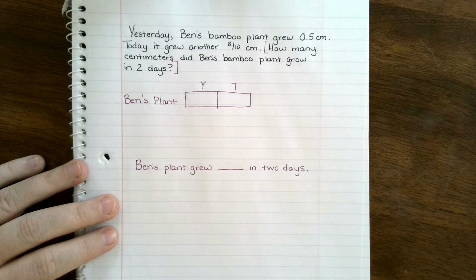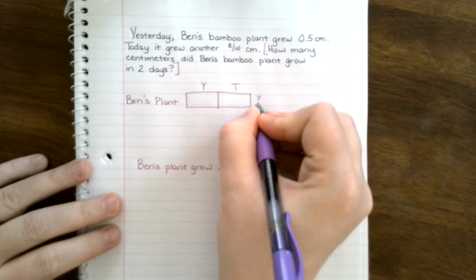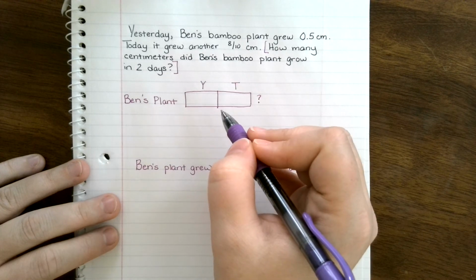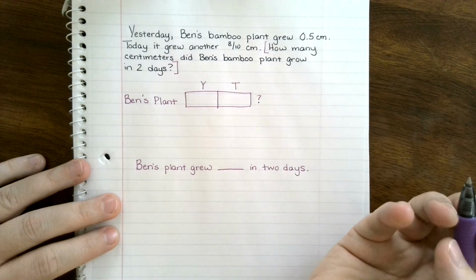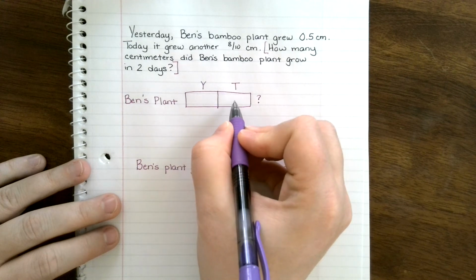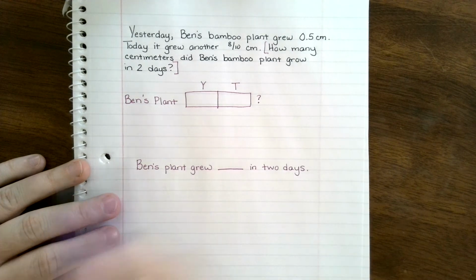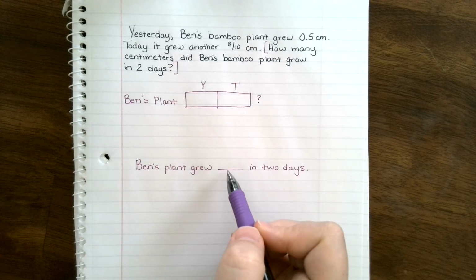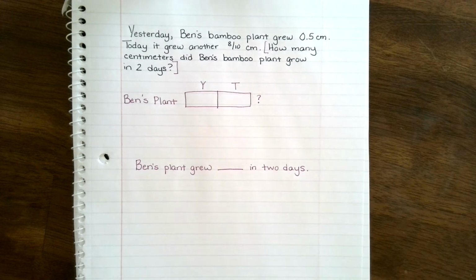Now, anytime I do a model drawing, I have a question that I'm answering, so I have to represent that in my model with a question mark. So in this problem, my question mark goes at the end because I want to know all together, both of these days, how much did his plant grow? How much did it grow yesterday and today? So I put my question mark at the end. Whatever answers this question will go right here. Okay? I don't want to go too fast. Again, if you need to hit pause, do that.